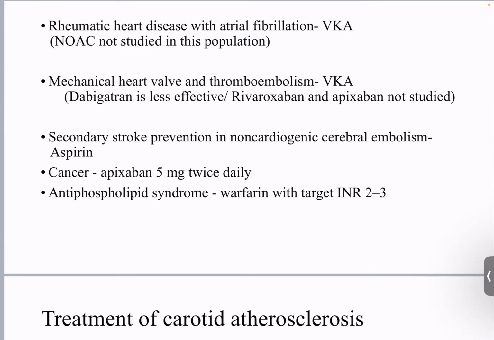In non-cardiogenic cerebral embolism, for secondary stroke prevention, they suggest to use aspirin, except in two conditions. In cancer, apixaban 5 mg twice daily has been extensively studied and it is approved for use. And in antiphospholipid syndrome, warfarin with a target INR of 2 to 3 has been used.